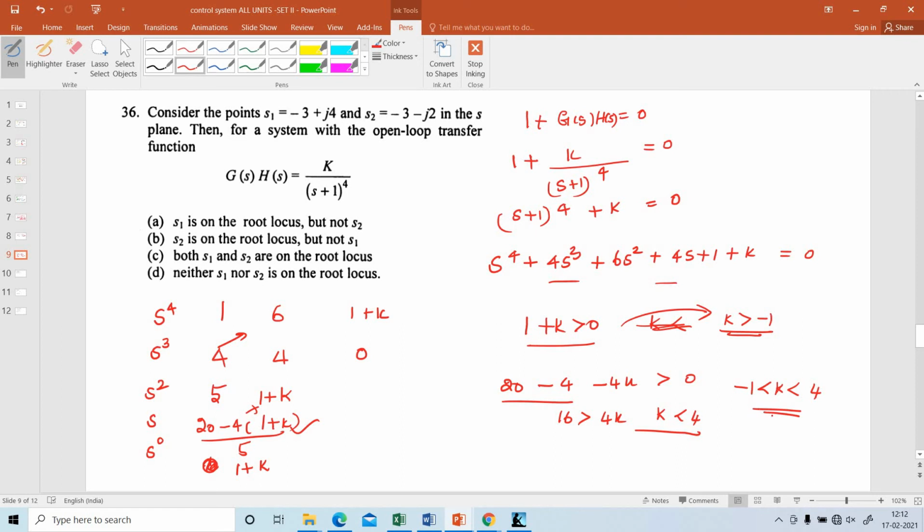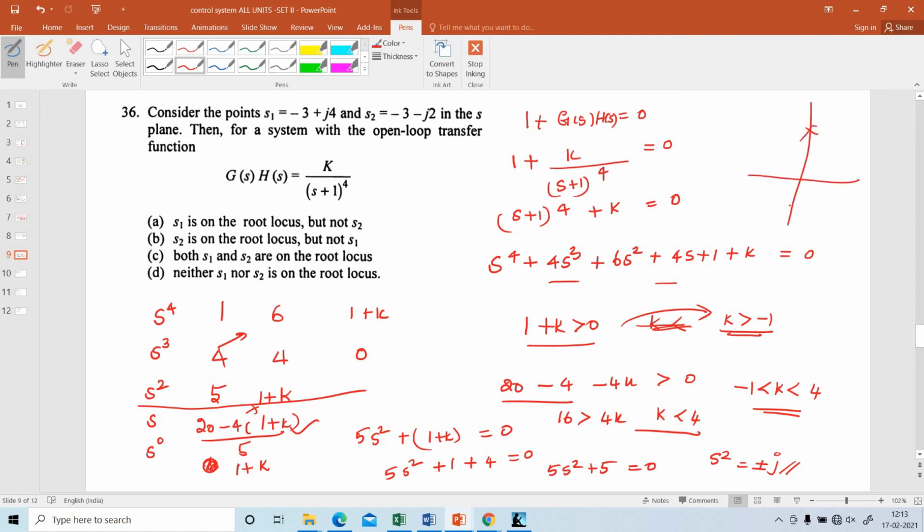Here root locus crosses the imaginary axis. We have to find out at which point the root locus crosses the imaginary axis. So for finding this, I am going to take this equation: 5s square plus 1 plus k equal to 0. So 5s square plus 1 plus 4 equal to 0. So 5s square plus 5 equal to 0. S square equal to minus 1, so s equal to plus or minus j. So root locus crosses the imaginary axis at minus j and plus j.